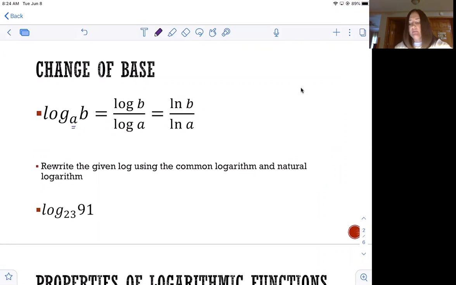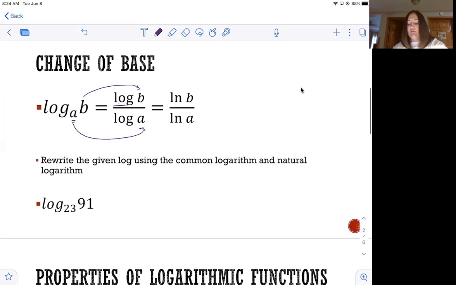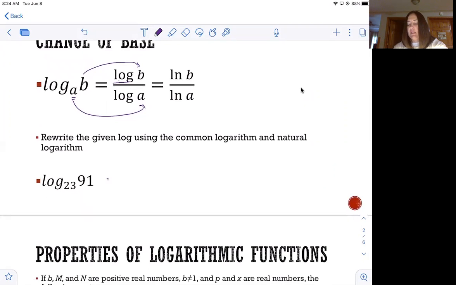To change this, you can change it to any base, but these are examples showing log base 10 and the natural log, which is log base e. On the top, you take the log of the argument. So here's our argument, it goes on the top, and I always think of it as the base goes on the bottom. So you're going to take the log of b divided by the log of a, and you can do that again with any base to change it. If you're looking at this next one, we could rewrite this as the log of 91 over the log of 23, or you can write the ln of 91 over the ln of 23. But again, you can use any base.